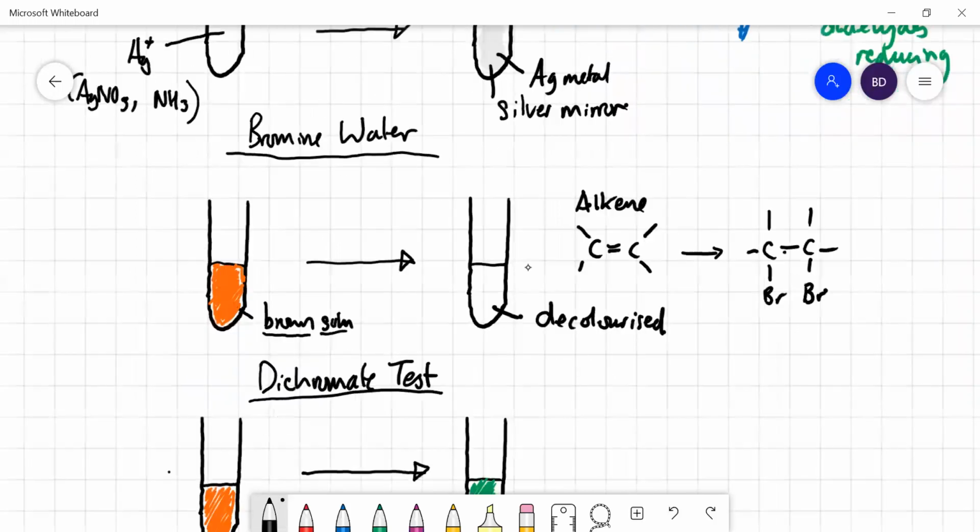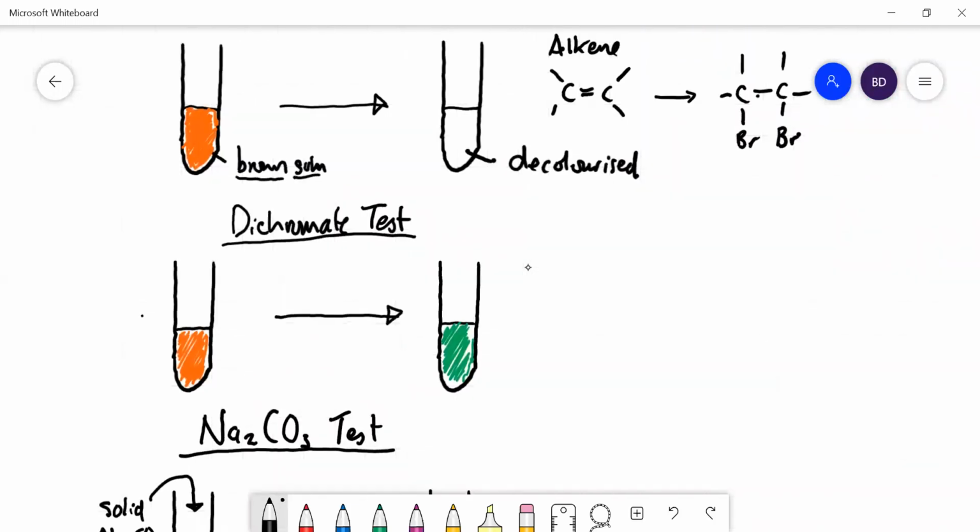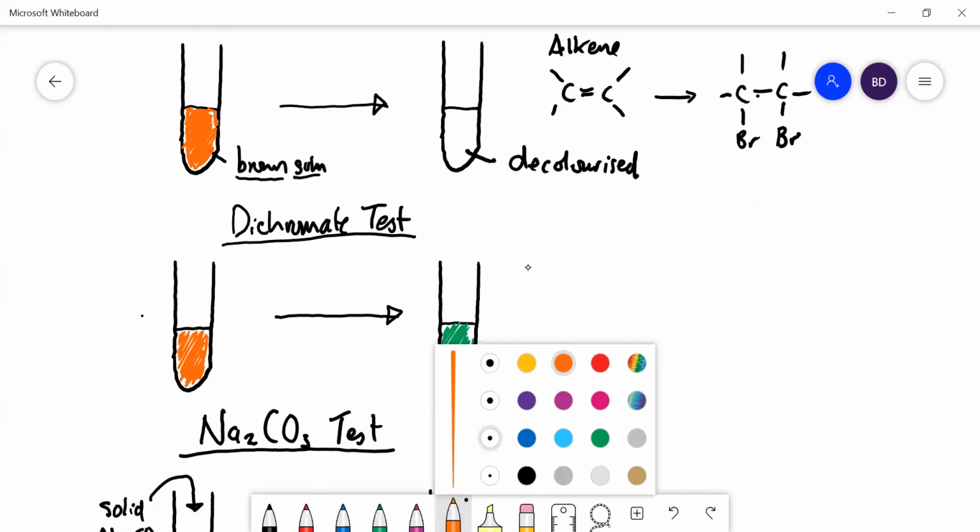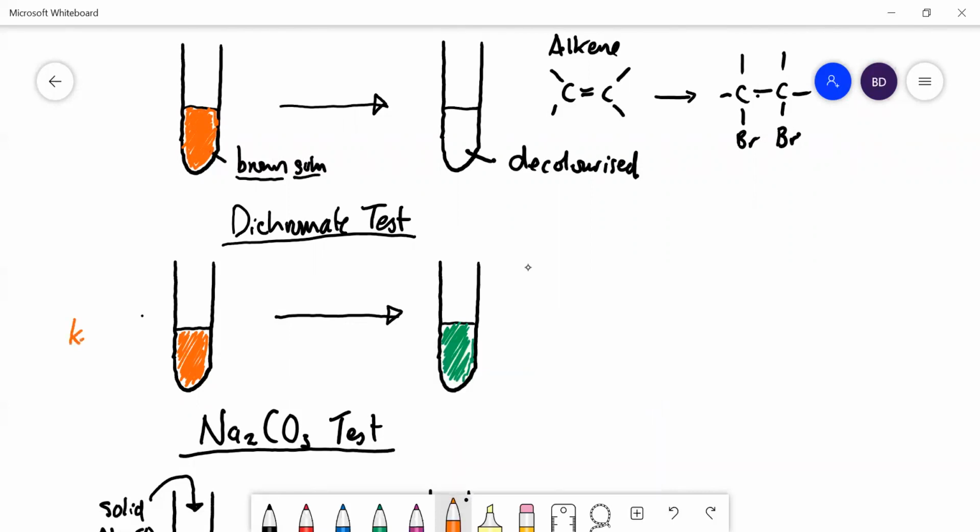Okay, so here's another one, the dichromate test. So what happens here? This orange stuff we have got is potassium dichromate. And you also need to add some acid to that, H2SO4 usually. And you warm it up with your organic of choice. It's an oxidizing agent, and it gets reduced to the Cr3+.